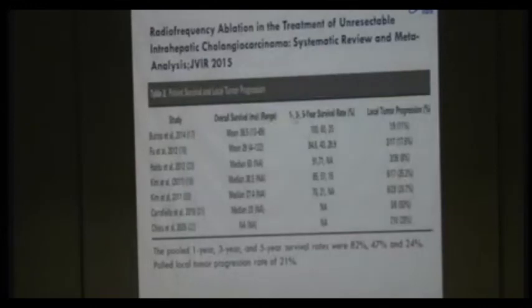Another meta-analysis is about the role of radiofrequency ablation in the treatment of unresectable intrahepatic cholangiocarcinoma. This meta-analysis included 7 retrospective studies with 84 patients, and also showed 1 year, 3 year and 5 year survival rates of 82%, 47%, 24%, and a local tumor progression rate of 21%.